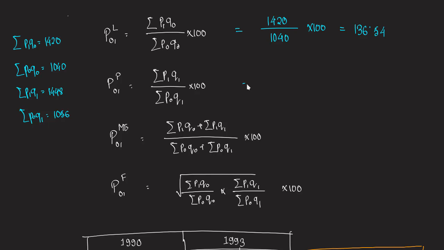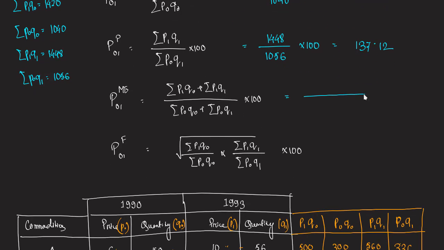which is equal to 136.54. Now here Paasche, it is P1 Q1, summation P1 Q1 is 1448, summation P0 Q1 is 1056 into 100, which is equal to 137.12.